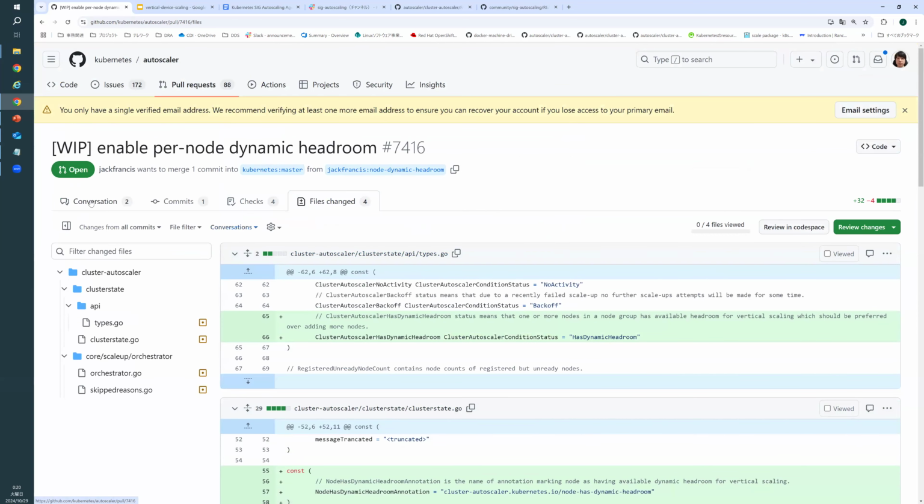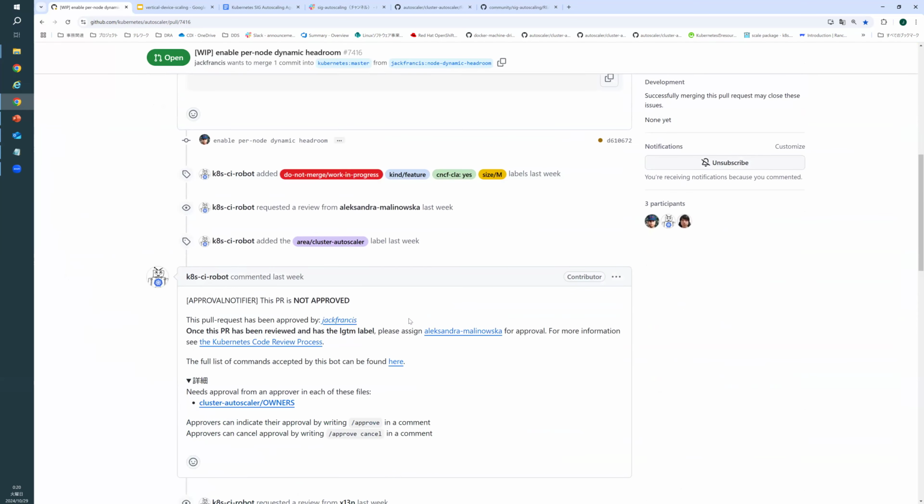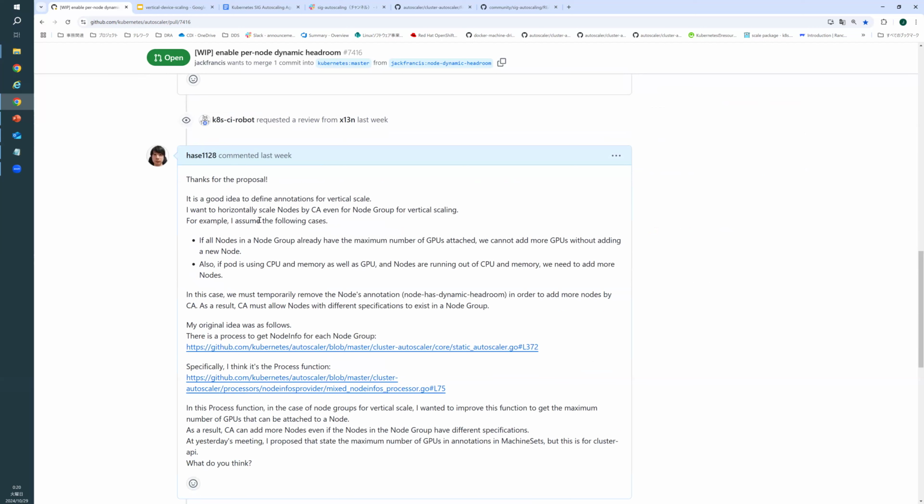So yeah, I appreciate it. But I want to horizontally scale nodes by cluster autoscaler even for a node group for vertical scaling. For example, I assume the following cases. The first one is if all nodes in a node group already have the maximum number of GPUs attached, we cannot add more GPUs without adding a new node. So in that case, only vertical scaling is not enough. We need to consider both horizontal scaling and vertical scaling.